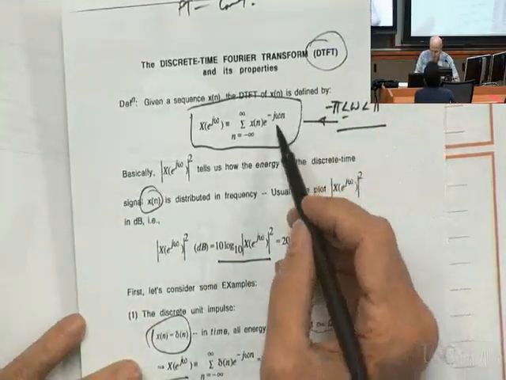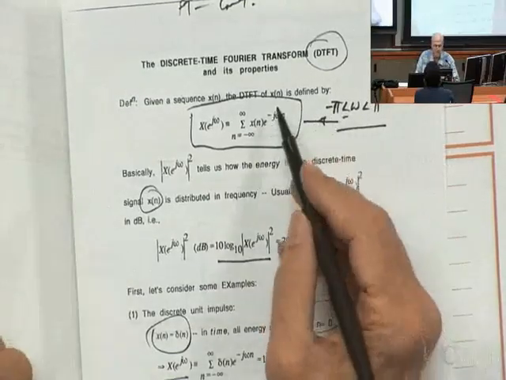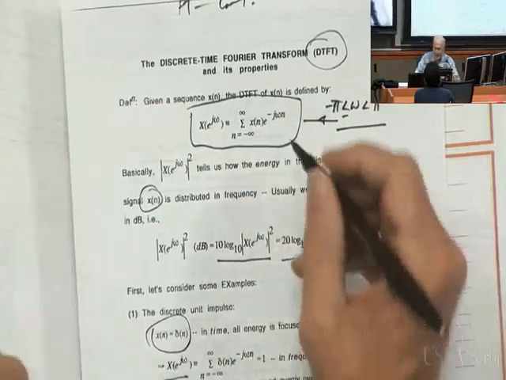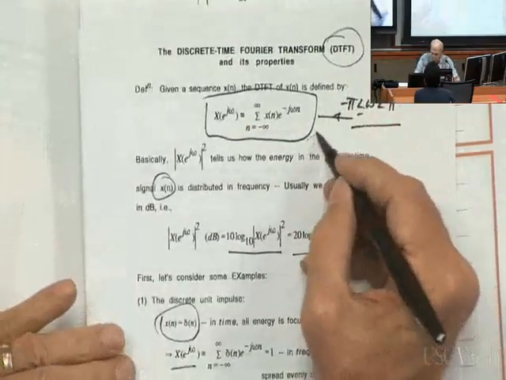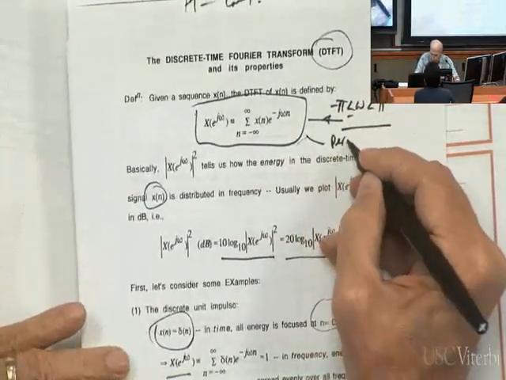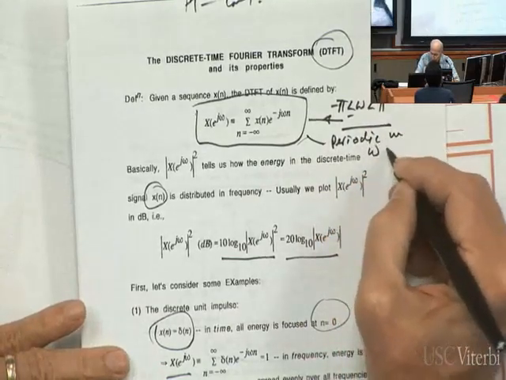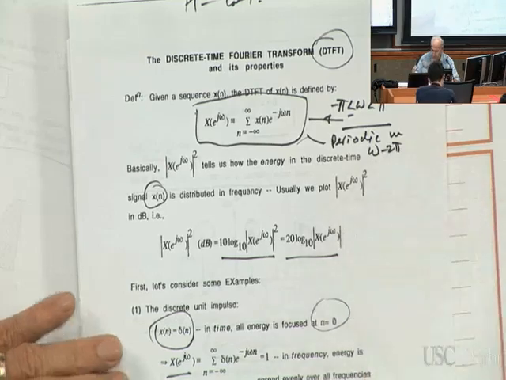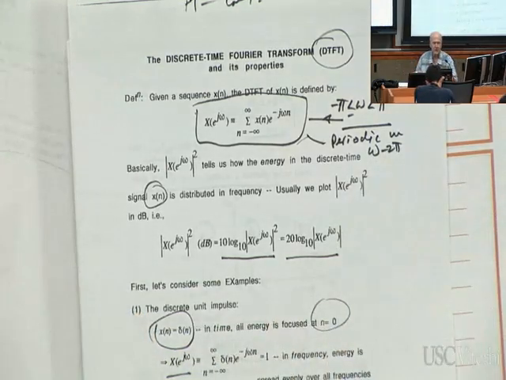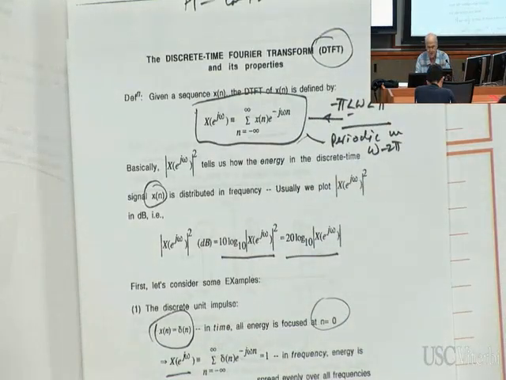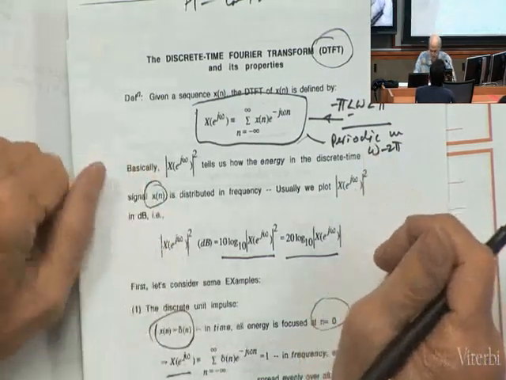Now, you might say, well, omega could be larger than pi. If I stick omega in here of 2 pi, I'd get an answer. You will, but what you will find is this is periodic in omega with period 2 pi. In other words, omega plus 2 pi gives you the same value as omega. That's a consequence of discrete systems. That's a general property of discrete systems.